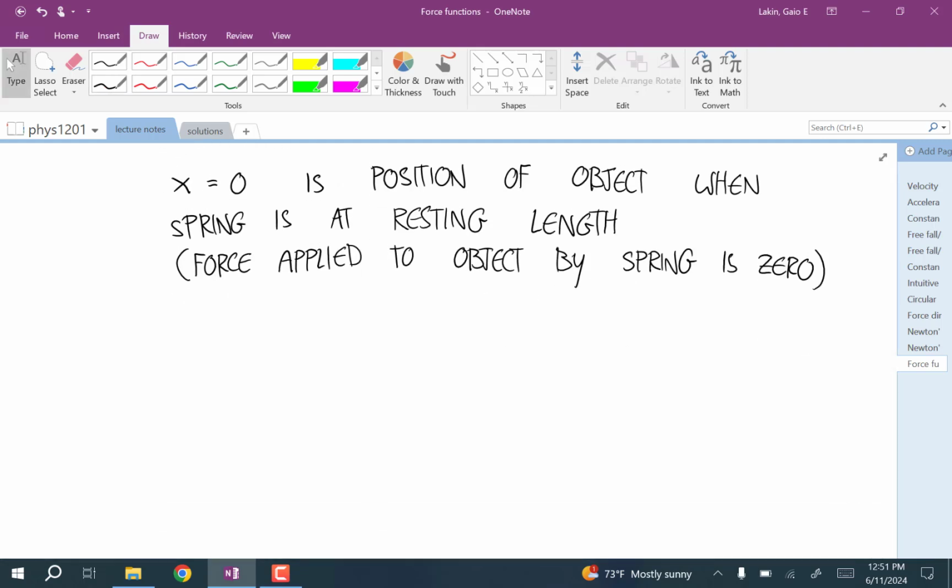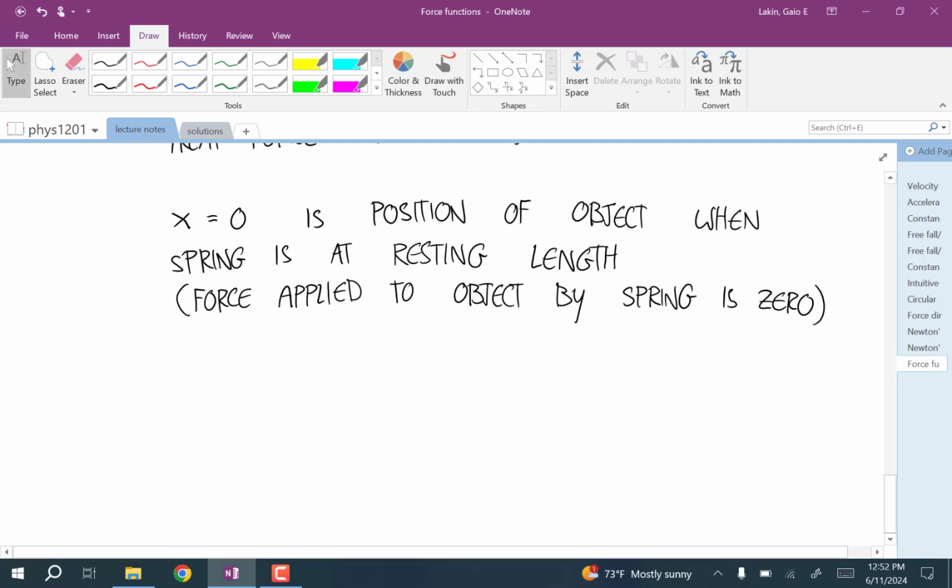Then, if you think of x this way, you can think of any x value that is positive as meaning that the object is deforming the spring by moving in the positive direction, whatever you've chosen as the positive direction. And x being negative means the object is deforming the spring by moving in the negative direction. And it doesn't matter which you're calling negative or positive. That's just always what the meaning is.